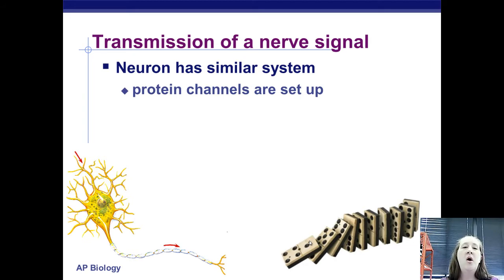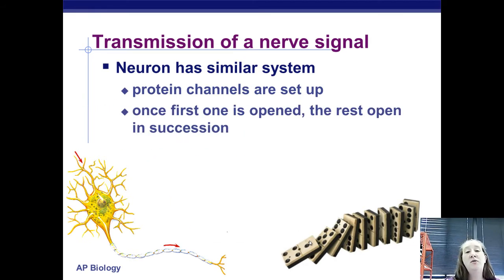Alright, so there are protein channels in your neuron. Remember, protein channels are proteins that go transmembrane all the way across the membrane. They're going to allow materials in and out of the cell, usually materials that can't fit through the membrane on their own.